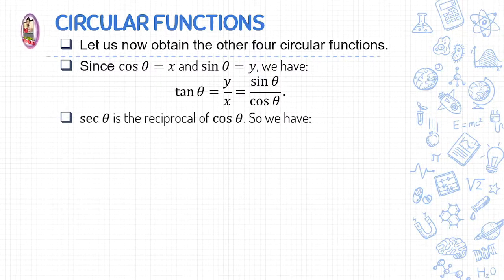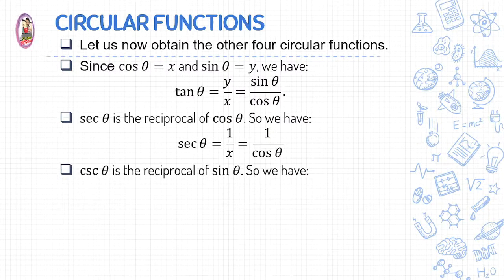Secant theta is the reciprocal of cosine theta. So we have secant theta is equal to 1 all over x, which is equivalent to 1 all over cosine theta. So to obtain the value of secant theta, we just get the reciprocal of the value of cosine theta. Cosecant theta is the reciprocal of sine theta. So we have cosecant theta is equal to 1 all over y, which is equivalent to 1 all over sine theta. So to obtain the value of cosecant theta, we just obtain the reciprocal of sine theta.